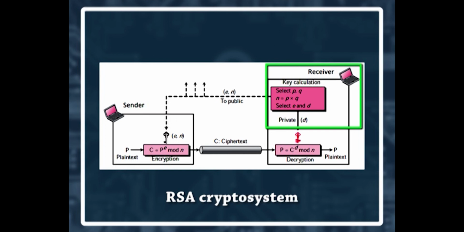Anyone can encrypt a message and send the ciphertext using C = P^e. Only the receiver can decrypt the message using P = C^d. An intruder cannot decrypt the message if p and q are very large numbers, because they don't know d, that is the private key.